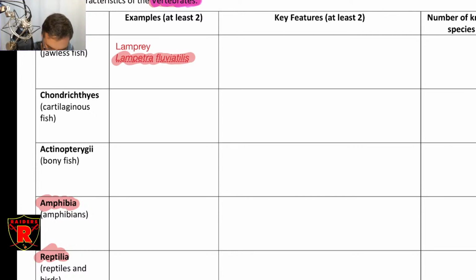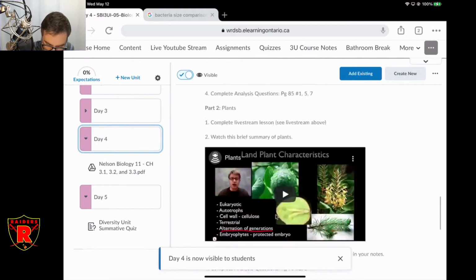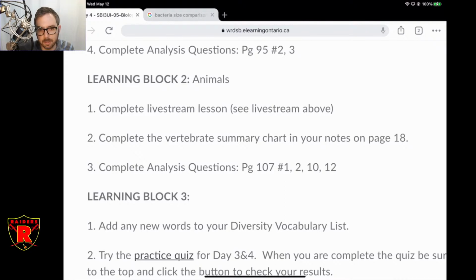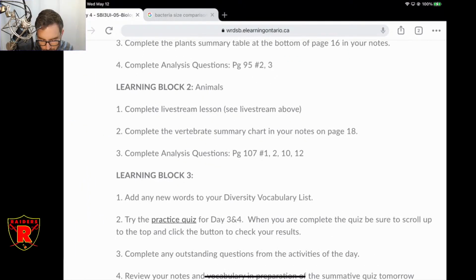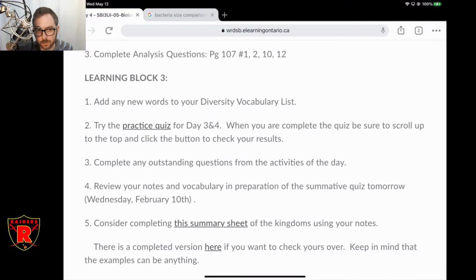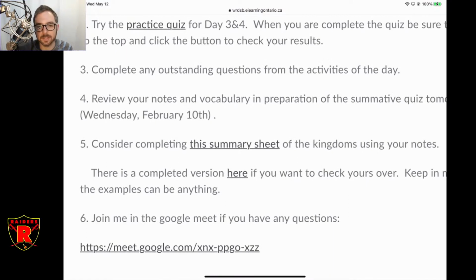So what we're doing right now, you are completing that summary table and the analysis questions. There they are. They're shown on the day 4 tab because this is what we're picking up from yesterday. You want to add any new words to your vocabulary. This is the last lesson for this unit. So once you've added your vocabulary, you're done the vocabulary list, so you'd hand it in. Try the practice quiz. And then the last component is to try and fill in that summary sheet.